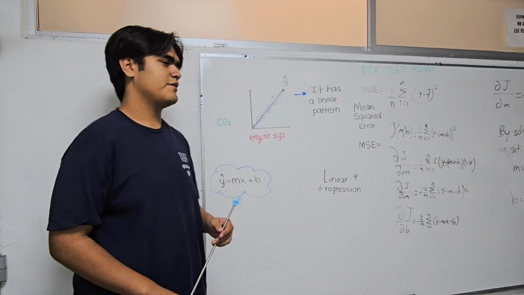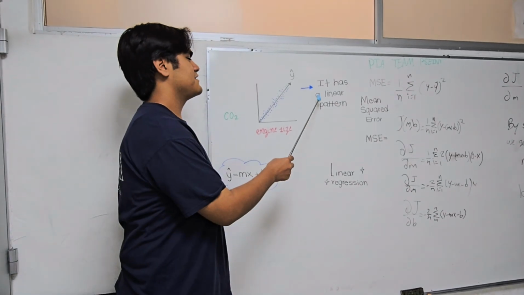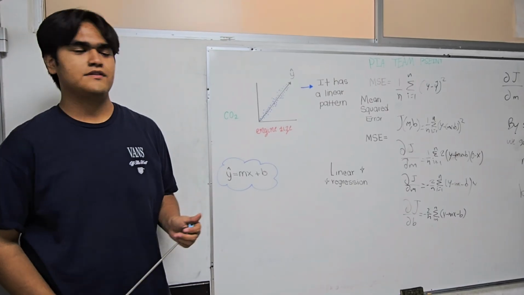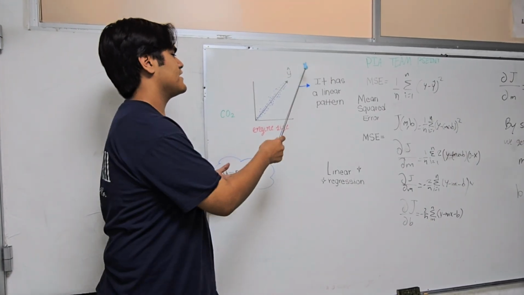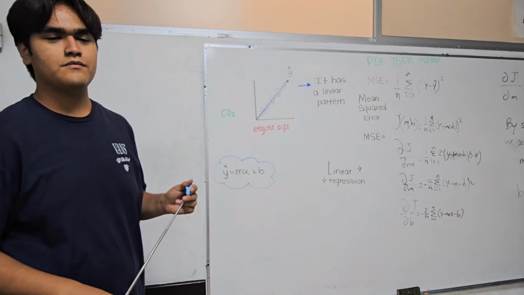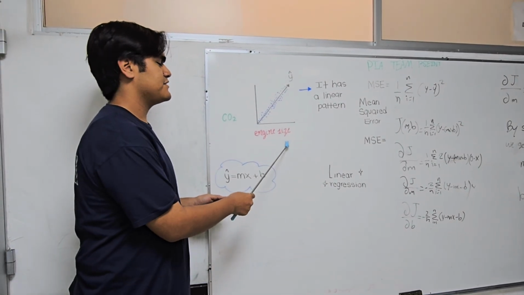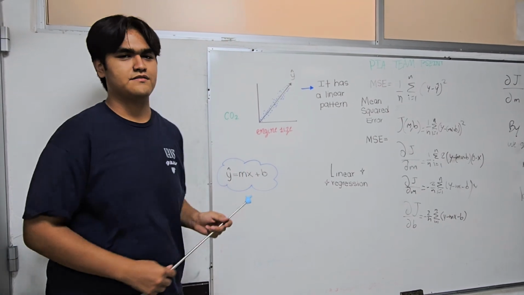For our project, we're going to use a linear regression. Well, as its name says, it has a linear pattern. And we're going to use it in order to predict new data with more precision. And well, our project will be based on a relation between the engine size and the CO2 released by this.